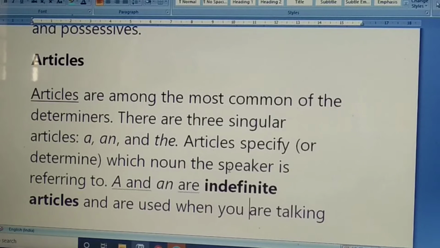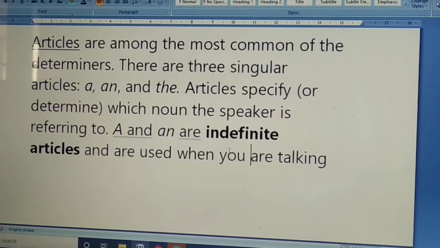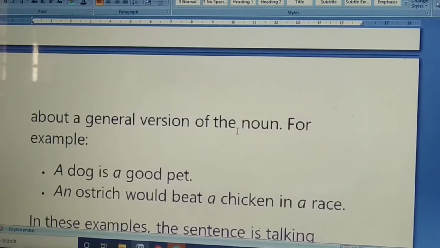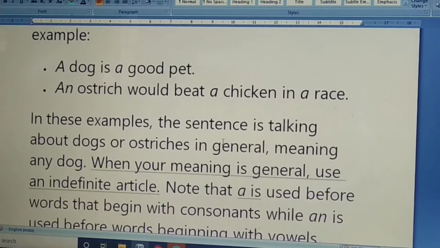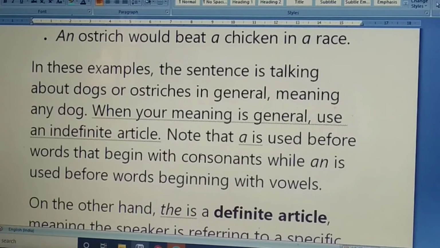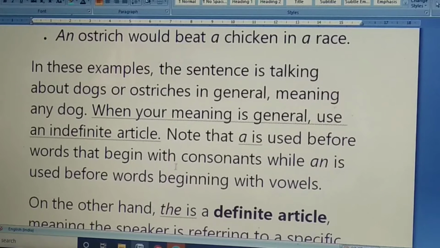A and an are indefinite articles and are used when you are talking about a general version of the noun. That means you are not specifying anything. For example, a dog is a good pet. Any dog for that matter. An ostrich would beat a chicken in a race. That means any and every ostrich. In these examples, the sentence is talking about dogs or ostriches in general. We are not specifying here. Meaning any dog. When your meaning is general, use an indefinite article, that is a or an.